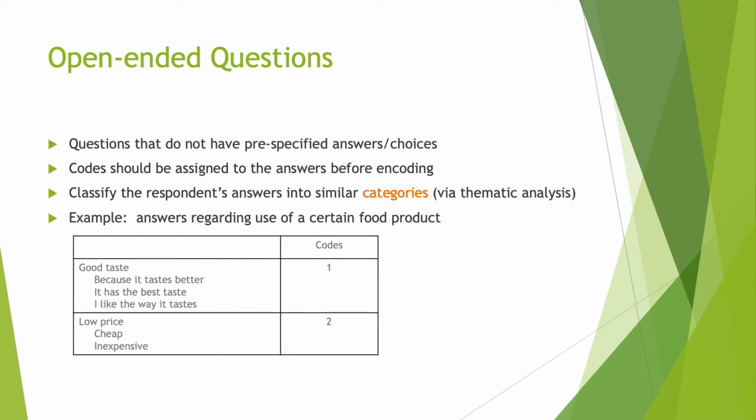Now, we make use of answers regarding the use of a certain food product as an example. In this case, let's just say two categories of answers or themes emerged, namely good taste and low price. The former has been assigned the numeric code of 1 and the latter 2. As you'll notice, there are variations in the way that each answer category can be worded and are grouped together accordingly. Now it is here where the importance of literature review comes in, because this is where you encounter literature that shows how answer categorization for similar questions has been done in previous researches.